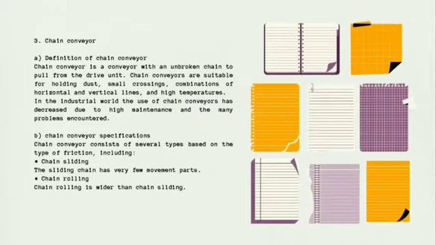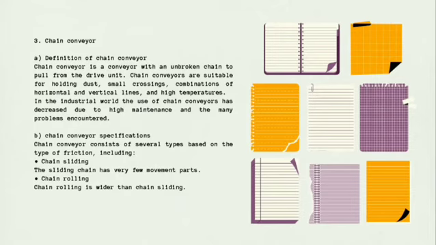Chain conveyor. A definition of chain conveyor. A chain conveyor is a conveyor with an unbroken chain to pull from the drive unit. A chain conveyor is also suitable for holding small loads, crossing combinations of horizontal and vertical lines, and high temperatures. In the industrial world, the use of chain conveyors has declined due to high maintenance and the many problems encountered.